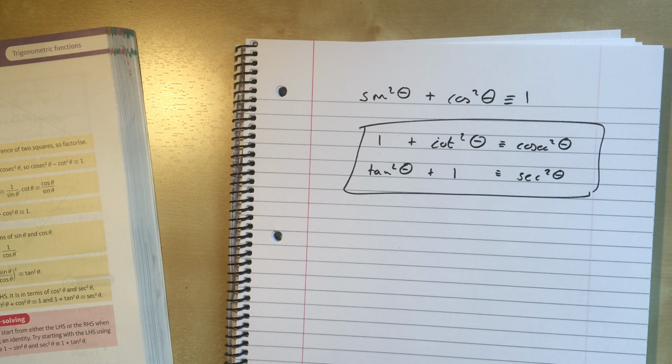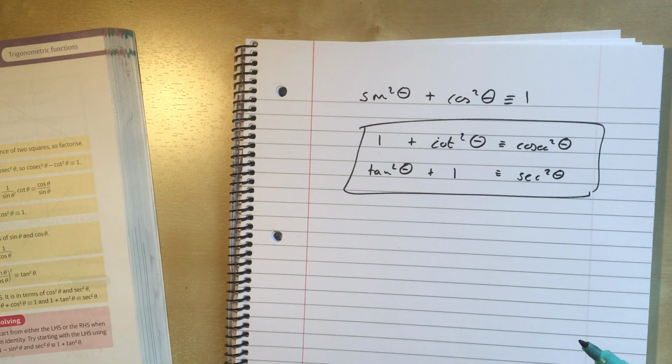You're really going to have to know your identities, okay? And the other thing is, by the time you've done enough practice on the trig identities, these things will be in your head. So don't rely on the formula booklet, okay?